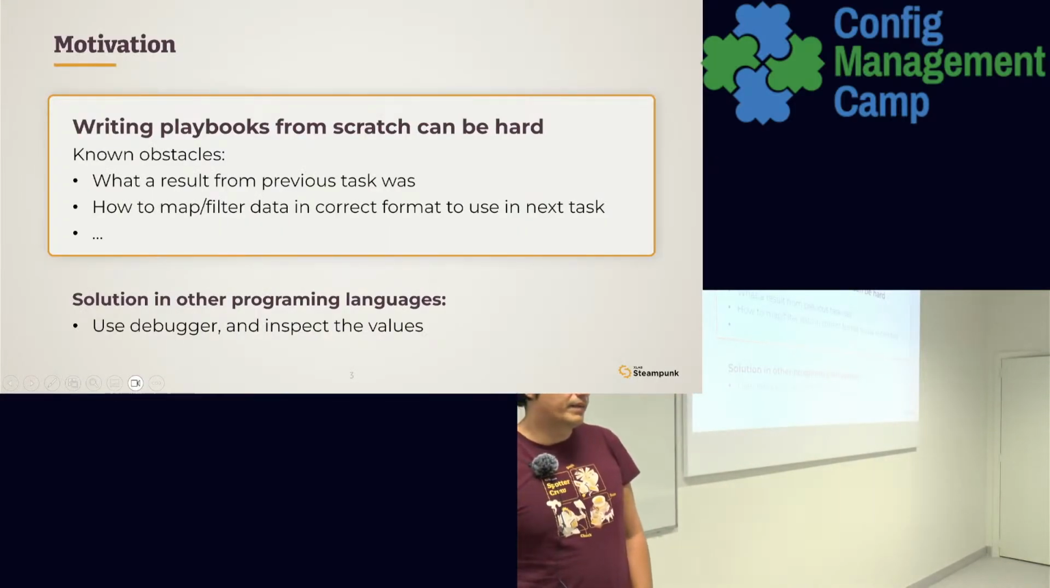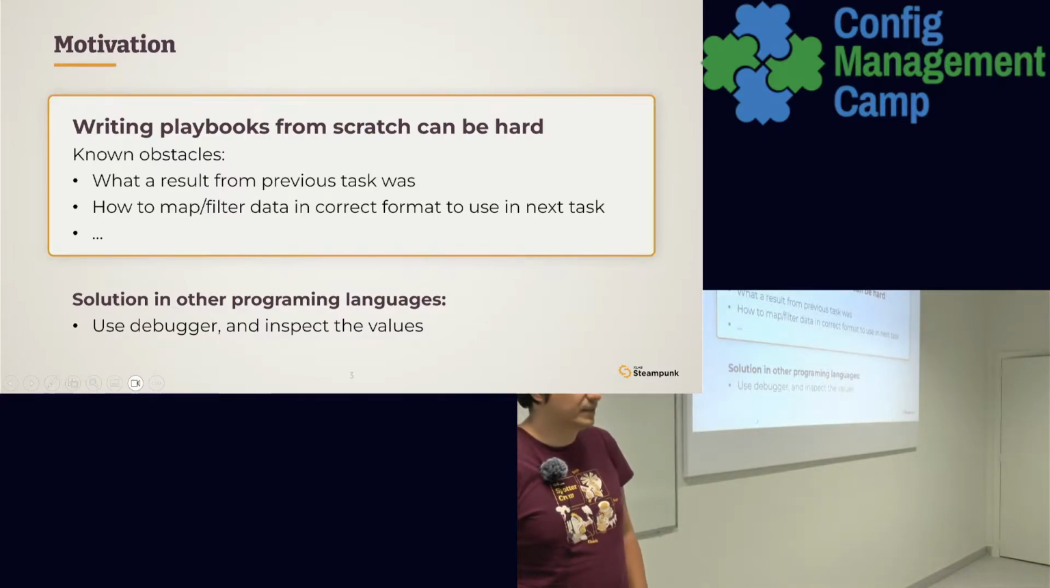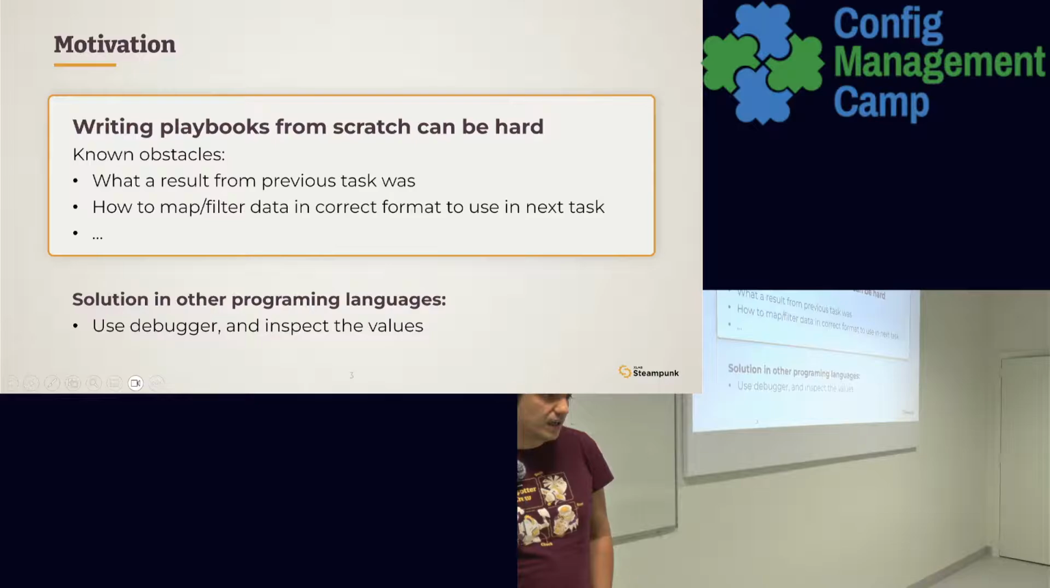So the motivation. Whenever you need to write something that is not a trivial example inside the Ansible playbook, it's hard to find out what the current state is, what variables are available, what their structure is, and things like that. And also whenever you have data from, let's say, complex APIs, you need to find out how to map and filter those data.